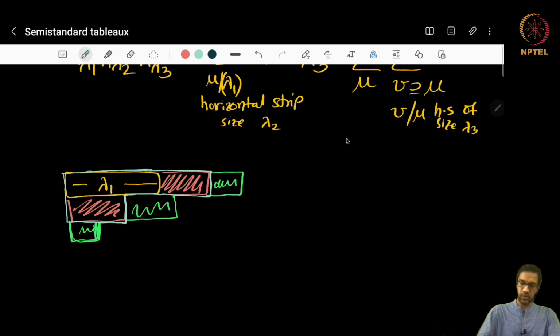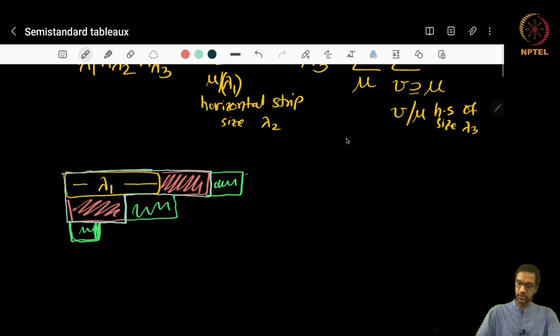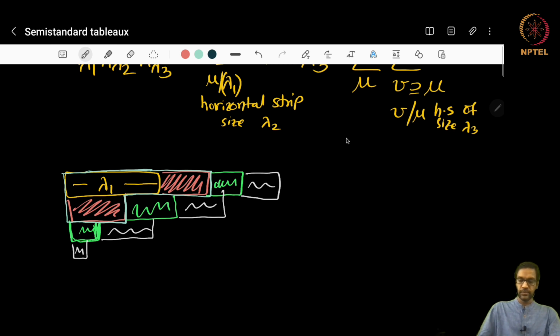Okay, and so on. So now let's do lambda 4. Let's see, white. So I attach a total of lambda 4 additional boxes. They can go like this, and so on. Okay, so this is the successive attachment of boxes. So let's just write out how many of each kind. The number of white boxes, there should be lambda 4 white boxes.